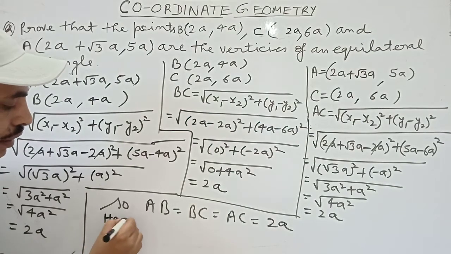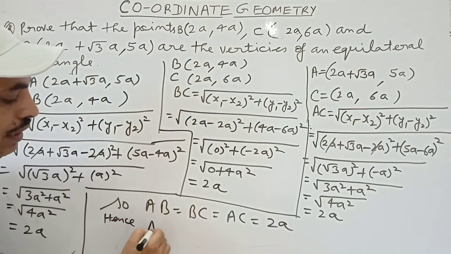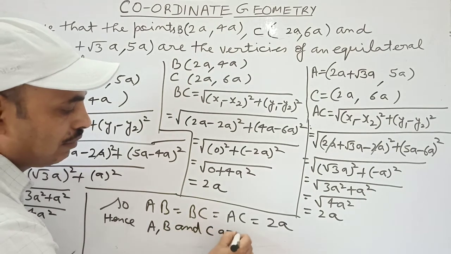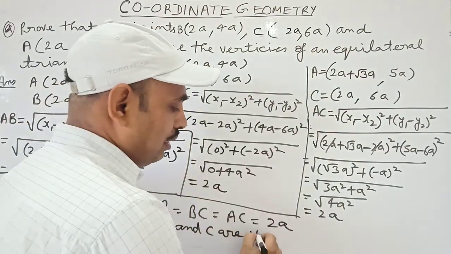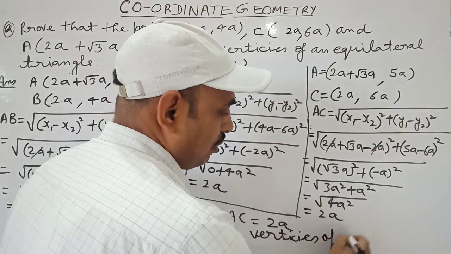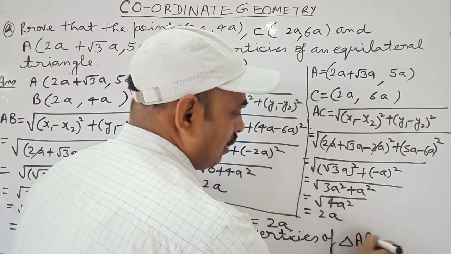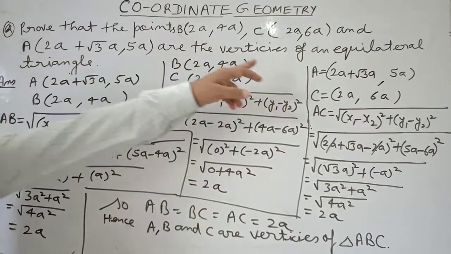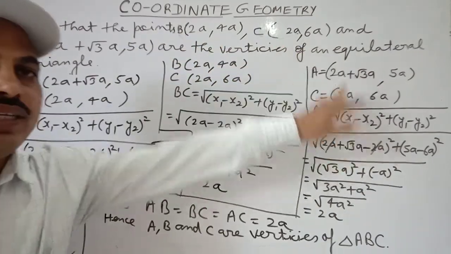Hence A, B, C are vertices of triangle ABC. Again understand, we have to prove that A, B, C are the vertices of an equilateral triangle.